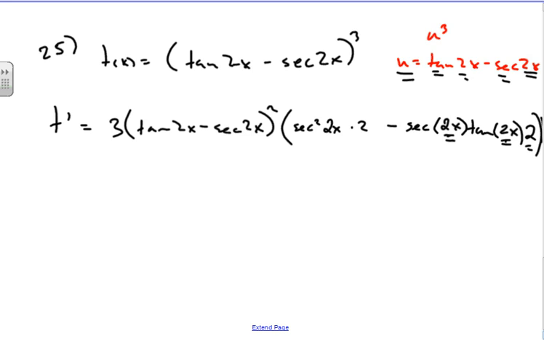Nice, long, and tedious. Okay? We could factor out some things if we wanted to, but that is what we have for our answer. So, these are some chain rule problems with trig. I hope this serves you well and helps you understand this a little bit better.